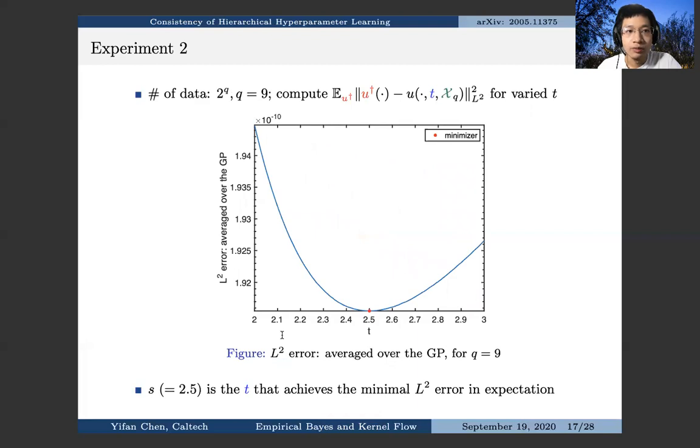We also do another experiment. We fix the value of q to be 9, and we still compute the same quantity, but we only vary the value of t. In the figure, the x-axis is t, and the y-axis is the L2 generalization error. We see that in this case, the minimum error is achieved at 2.5, and 2.5 is the parameter that EB will select. So in this case, this implies the implicit bias of the EB algorithm. It will select the t that achieves the minimum L2 error in this averaged setting.